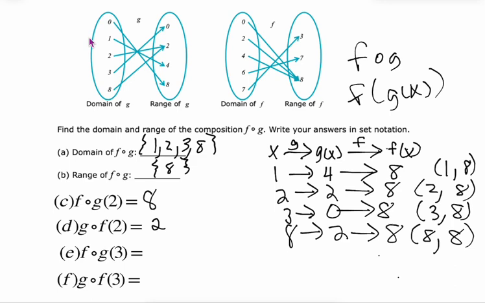For E, what function do we start with? G, right? Okay, so we're going to start with the one that's closest. You always start from the inside out, okay? So we're going to start with 3 in our G function. It becomes a 0. When we connect 0 to our F function, what's it become? 8, our good old 8.